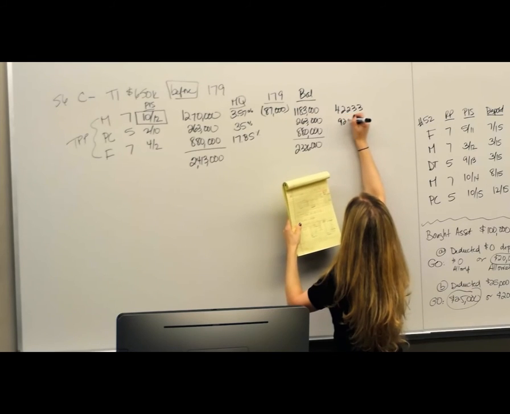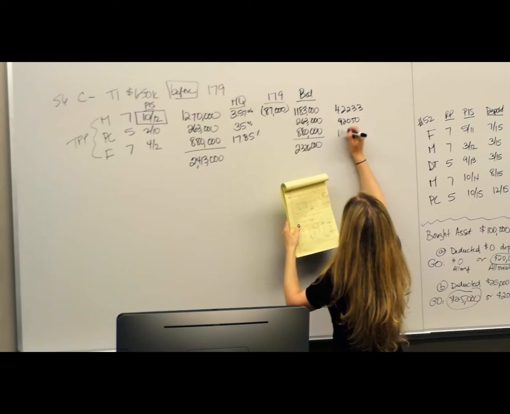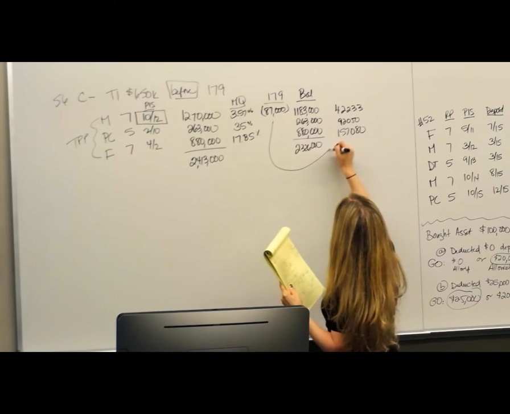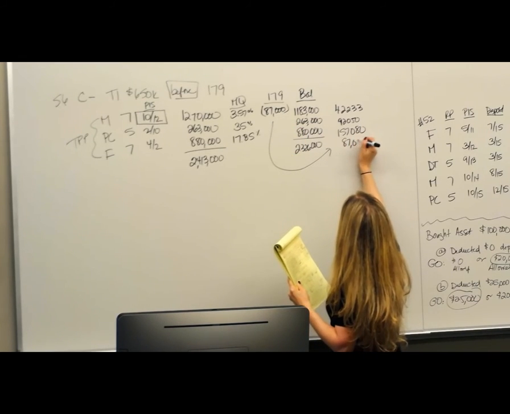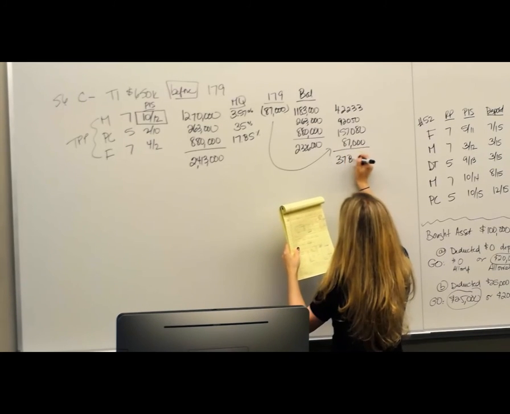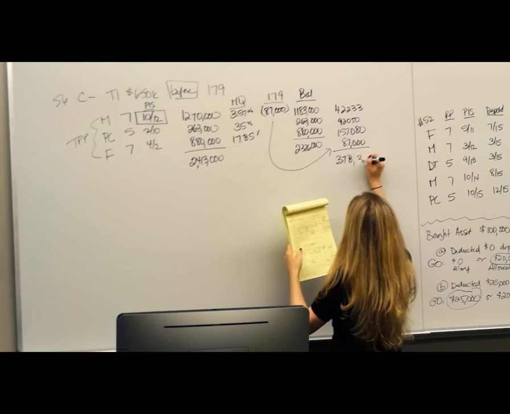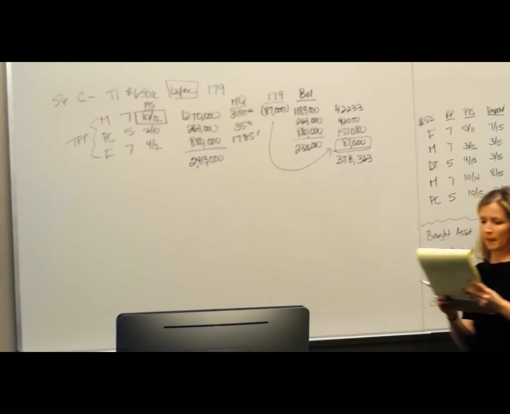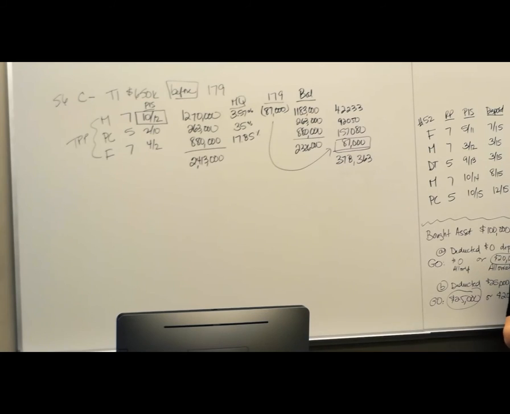So if you work those out, guys, it's 42,233, 92,050, 157,080, plus our $87,000 is part of our overall depreciation number. So tack that on. You should end up with depreciation of 378,363. Good.